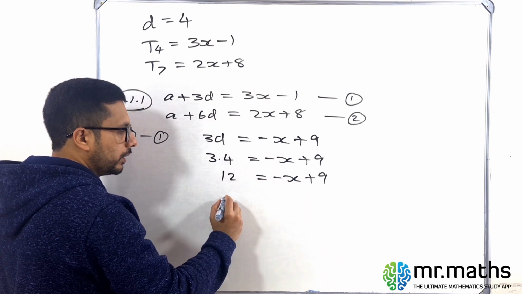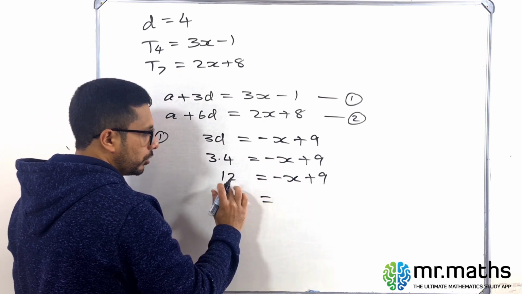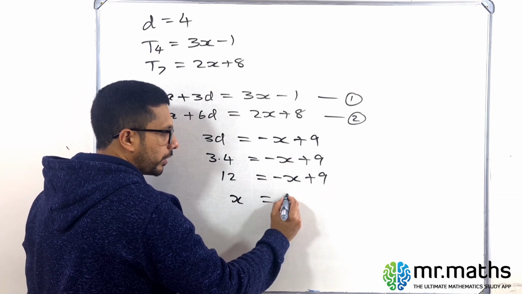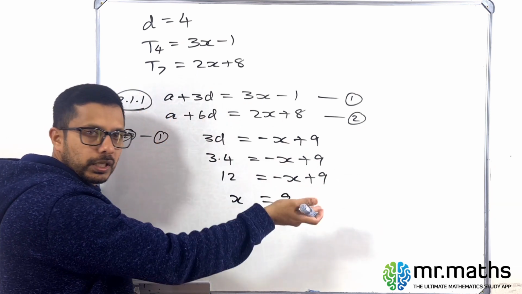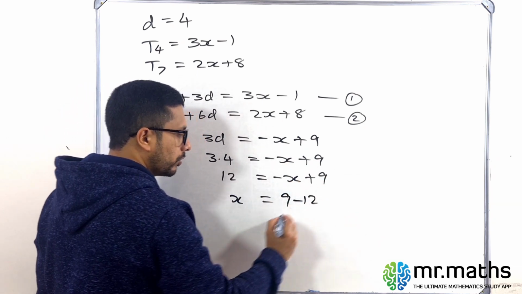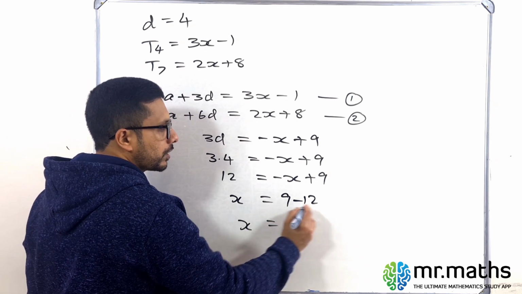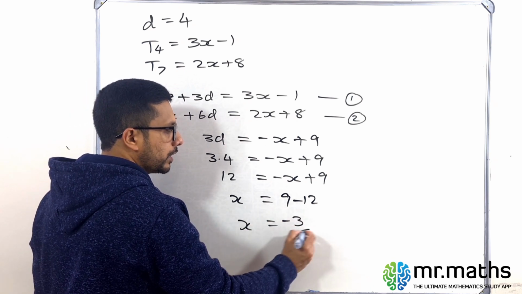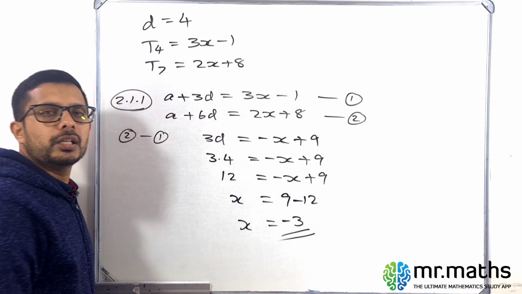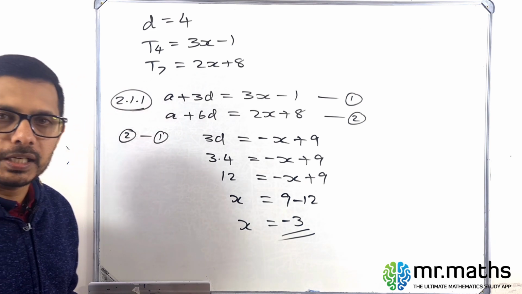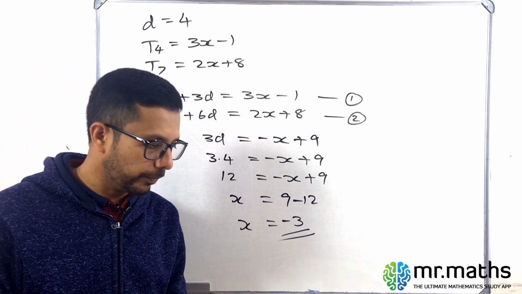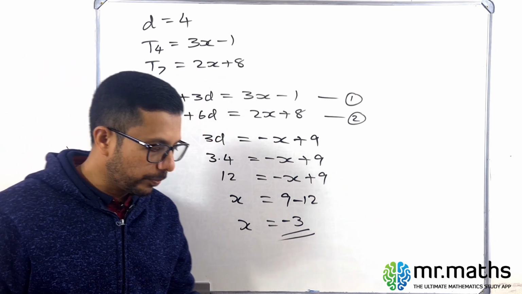Minus x on the other side is positive x. 12 on the other side, 9 is already there. This 12 on the other side is minus 12. So x is equal to, what is 9 minus 12? Minus 3. So it means that the value of x is minus 3. Do you understand? Okay.